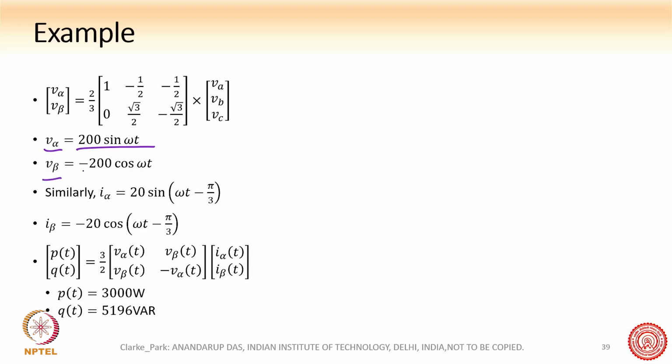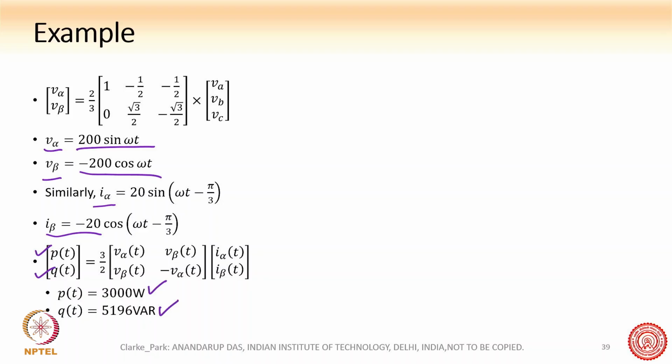Beta, V beta is minus 200 cos omega t. It is lagging the alpha axis in time. So V beta is minus 200 cos omega t. And similarly, I alpha and I beta can also be found out, right? And once you get this one, you can just simply put into this equation of PT and QT, and you will get 3000 watt and 5196 var.